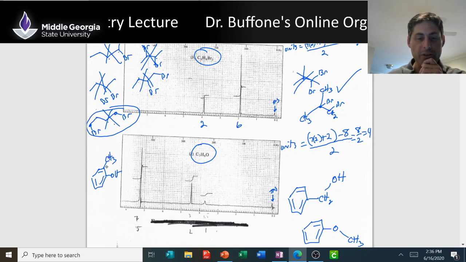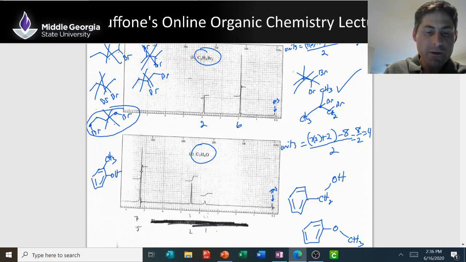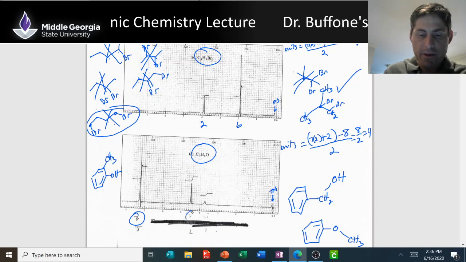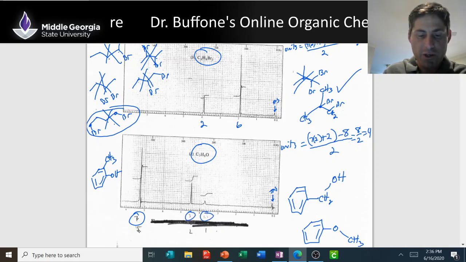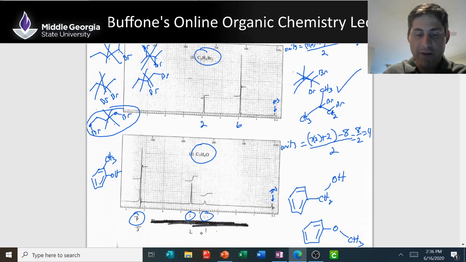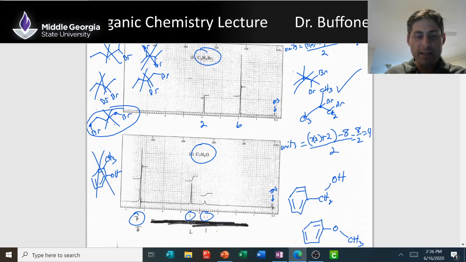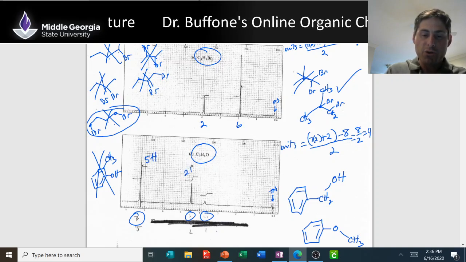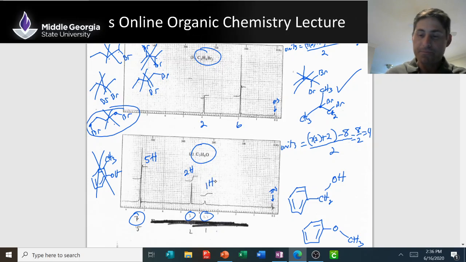Let's see. The integration is going to tell us, right? If I count up 7 blocks here, 3 blocks here, 1, 2, 3, and then 1.5 blocks here, which gives me a whole number ratio, 5 to 2 to 1. So I can't have disubstituted because this integrates to 5 protons. This one, 2 protons, and that one, 1 proton.